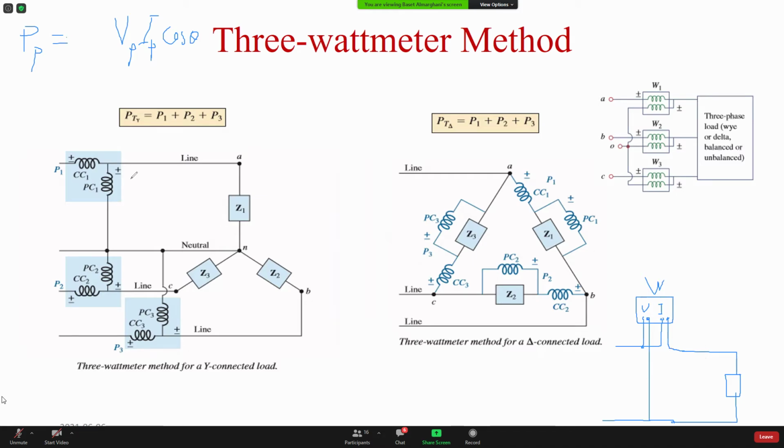We do it for the three phase. This is 1 wattmeter. This is another wattmeter. This is a third wattmeter. Every wattmeter is going to measure the phase voltage and the phase current, and will give you one reading. Let's say that we have three phase like this, the Y connected.